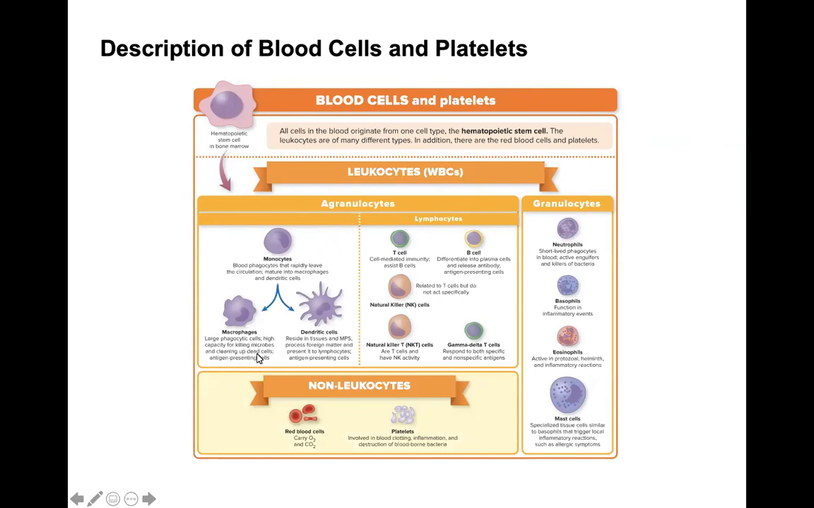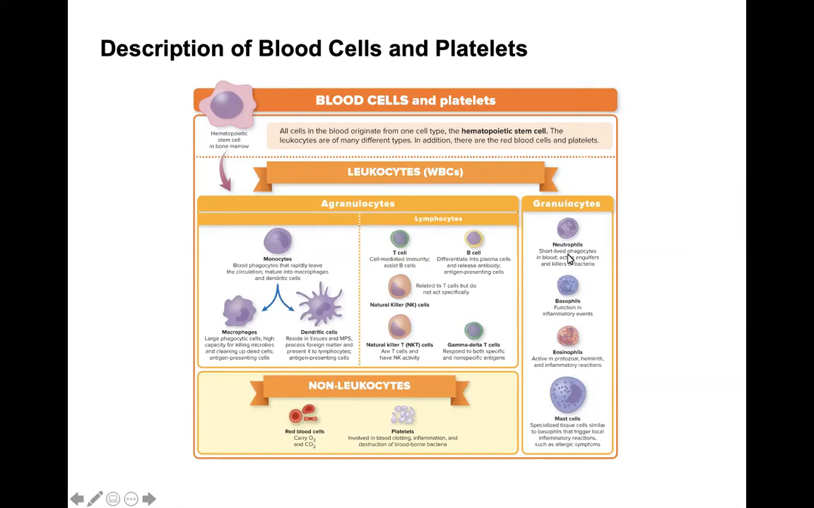They have a very high capacity for killing microbes and cleaning up dead cells. And then monocytes can also differentiate into dendritic cells, which will reside in tissues and process foreign matter and present it to the lymphocytes. The second type of agranulocytes are your lymphocytes, and these are your T cells and your B cells. B cells will differentiate and produce antibodies. T cells are part of cell-mediated immunity, which will assist B cells. You also have what are called natural killer cells and gamma and delta T cells.